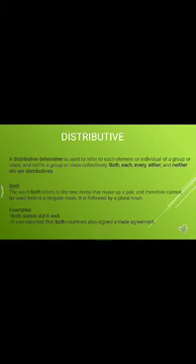Distributive. A distributive determiner is used to refer to each element or individual of a group or class and not to a group or class collectively. Both, each, every, either and neither are distributives. Firstly, we are taking both. The word both refers to the two items that make up a pair and therefore cannot be used before a singular noun. It is followed by a plural noun.